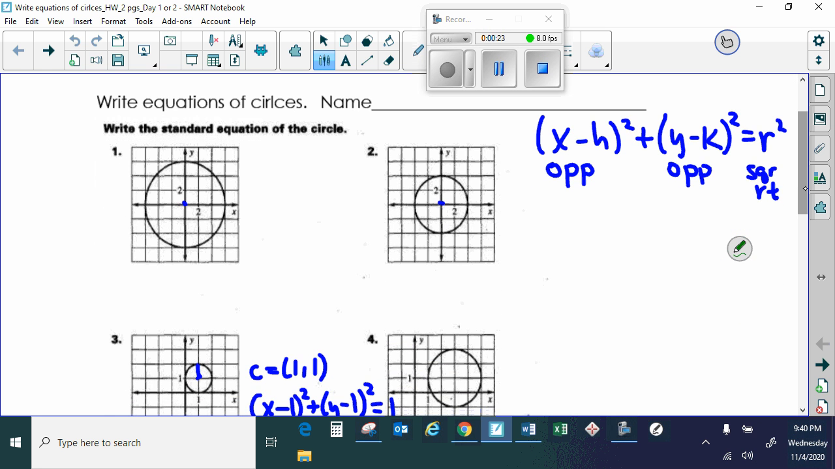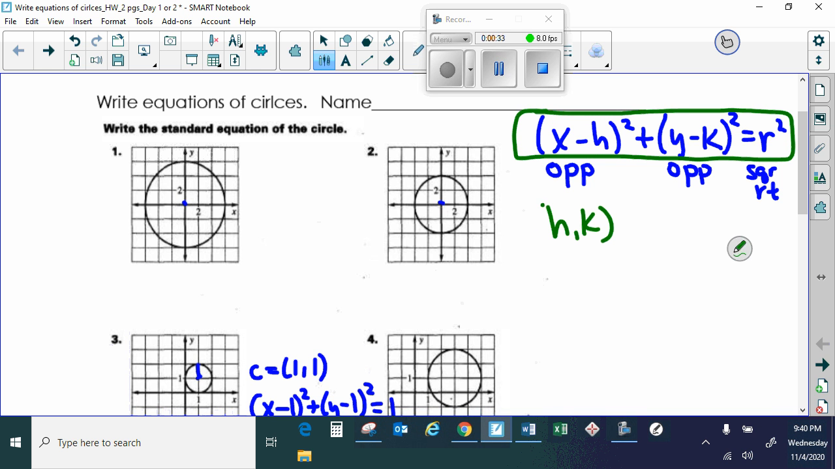Writing equations of circles. So first off, we need to know the standard form of a circle is right here. H comma K is the center, and R equals the radius. So notice it's x minus h. Another word for minus is opposite. Y minus k, another word for minus is opposite. And notice this is r squared.